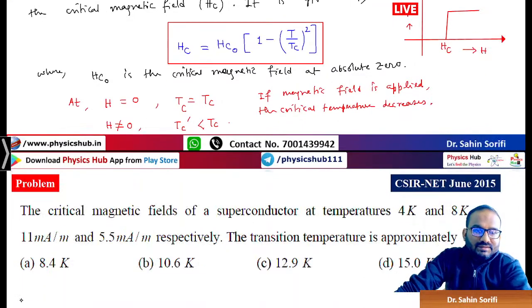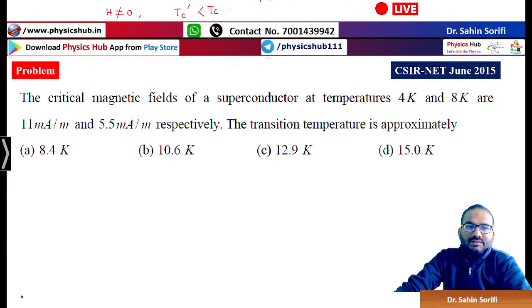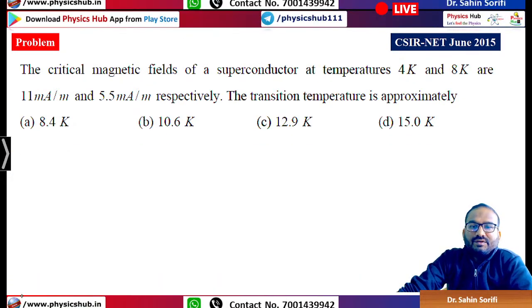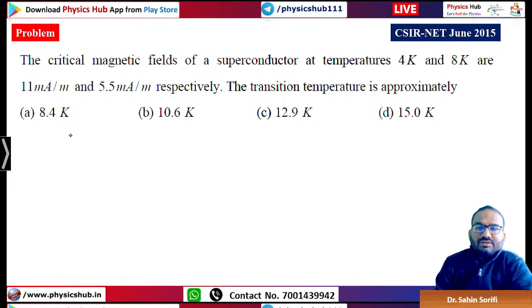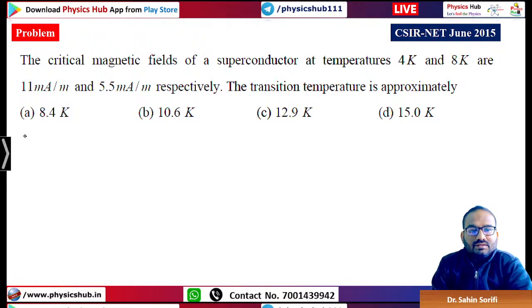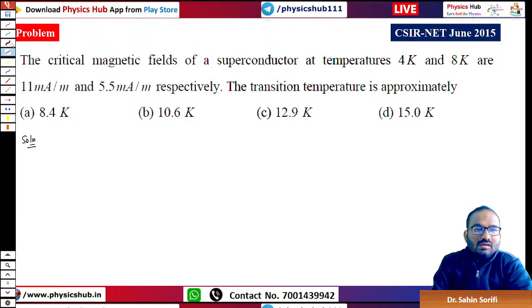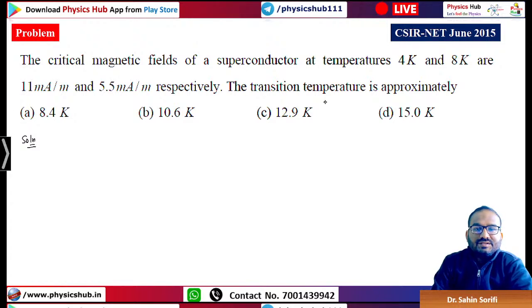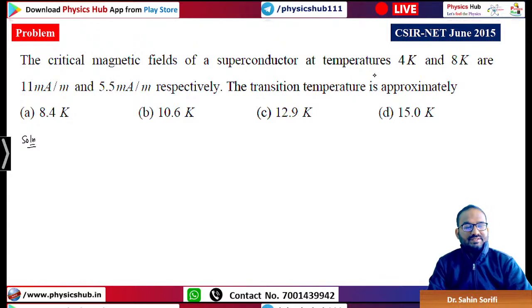Let's do a problem. Let's do this problem. The critical magnetic field of a superconductor at temperatures 4 Kelvin and 8 Kelvin are 11 milliampere per meter and 5.5 milliampere per meter. The transition temperature, means critical temperature, is?